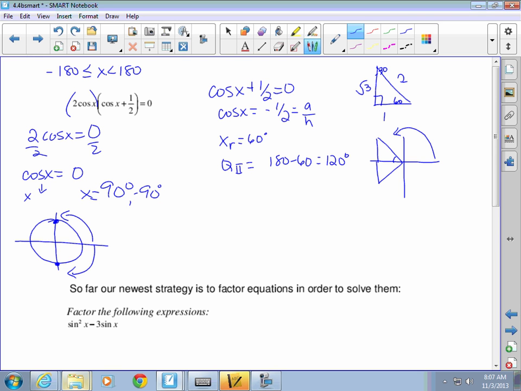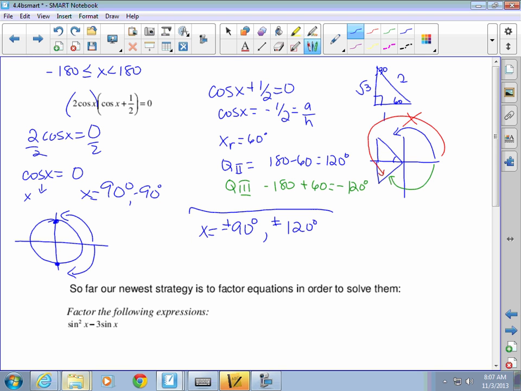In quadrant 3, I can't go all the way around to there because that would put me more than 180, so I throw that one out. But I can go in that negative rotation to put me to there. So in quadrant 3, it's negative 180 plus my 60 to get me negative 120 degrees. So my total solution for this is going to be x is equal to plus or minus 90 degrees and plus or minus 120 degrees. So you can lump them together like that if it's a positive and a negative of a value.